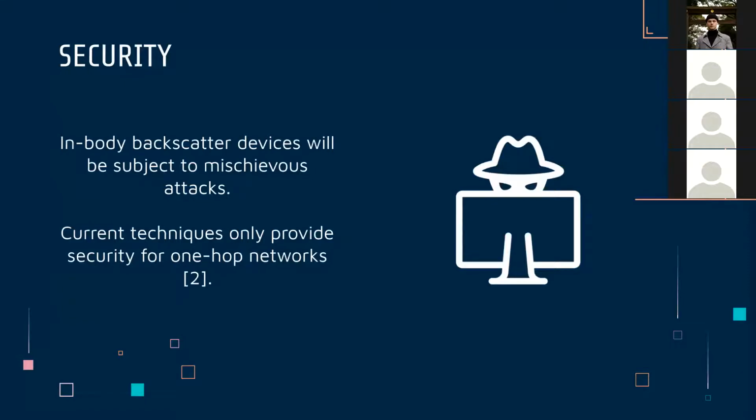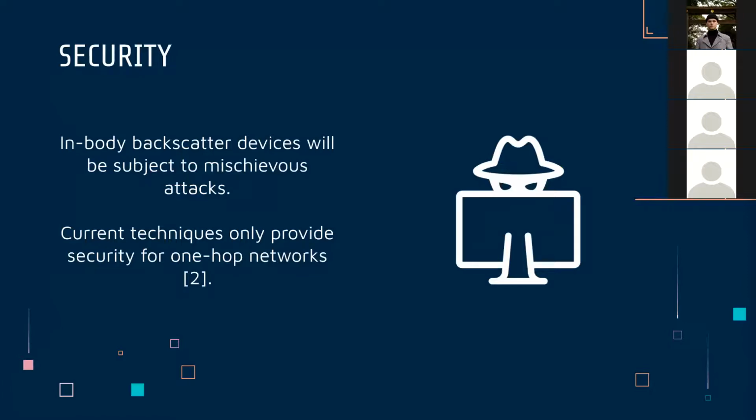Another main challenge faced by the technology is the security of the devices. In order for in-body backscatter devices to be accepted, they would have to be fully secured and protected from any kind of mischievous attacks. This is necessary for the users to be protected from life-threatening scenarios, such as attackers taking control of a pacemaker or installing malware that shares a person's data and information.